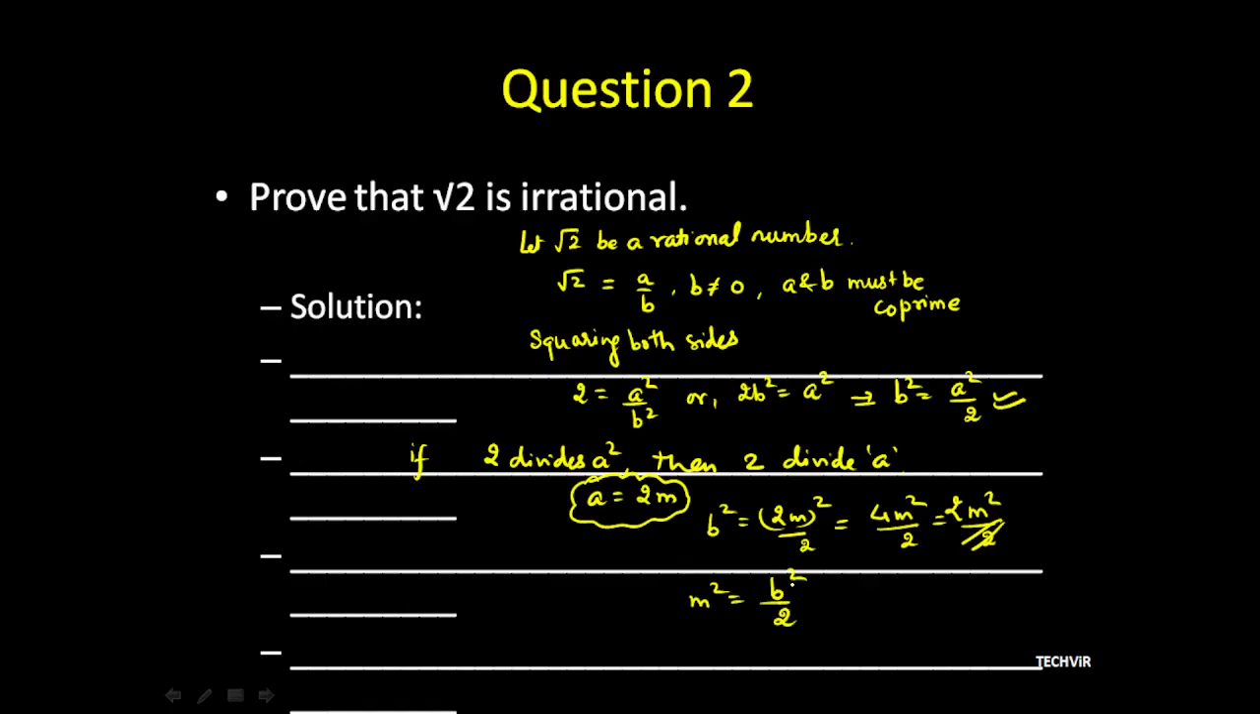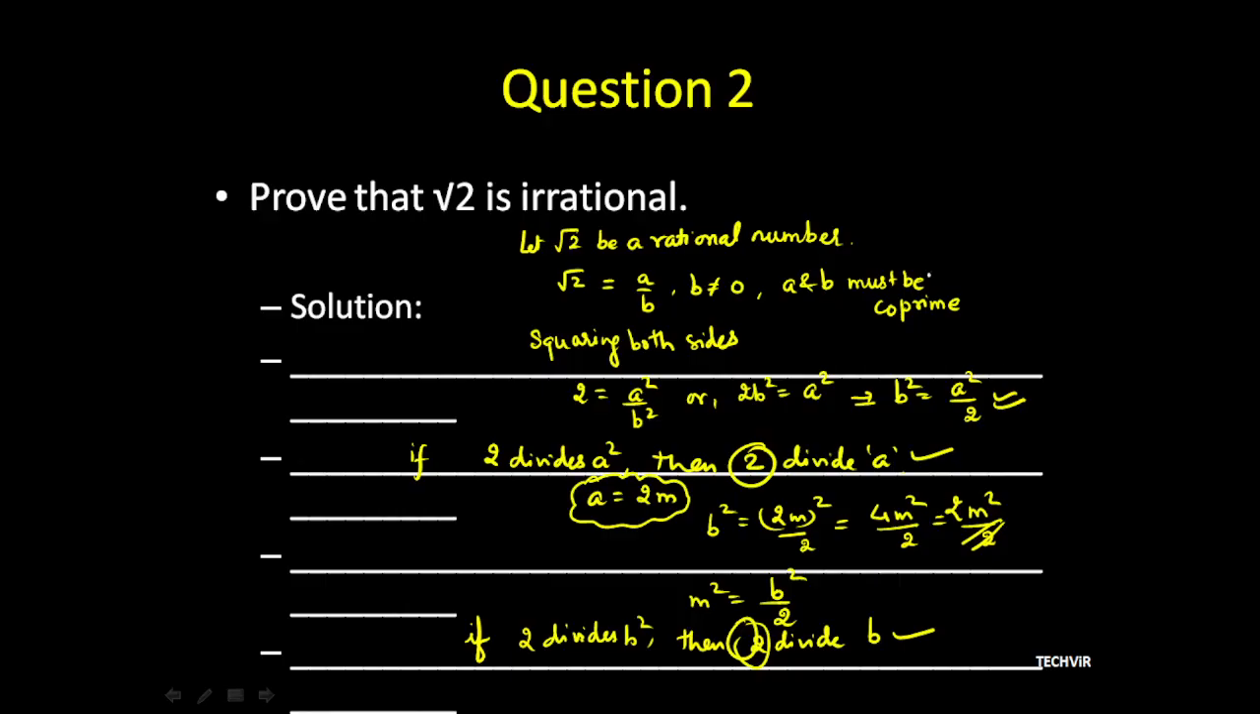Again, what we should write: if 2 divides b square, then 2 must divide b also. So if 2 divides b square, it must divide b also. So what we can see from these two statements is that this 2 is a common factor of a and b. This 2 is nothing but the common factor of a and b.